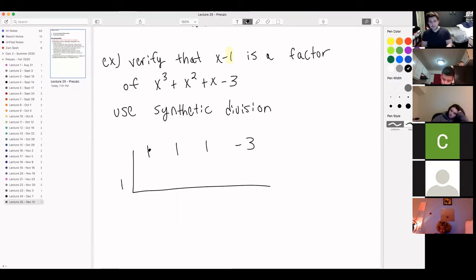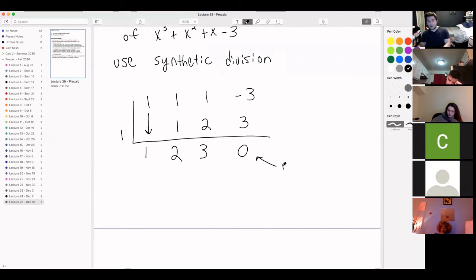Good, so what you do here is you bring this number down, 1, and now you multiply 1 by the number to the left, so it's 1 times 1, which is 1. Now you add this column, so 1 plus 1 is 2. Now multiply 2 by the number here, so 2 times 1, which is 2. Add up the column, so 2 plus 1, 3. Do 3 times 1, put that here, which is 3. Add up this column, 0. And this last number here is always the remainder. So yes, it's a factor.